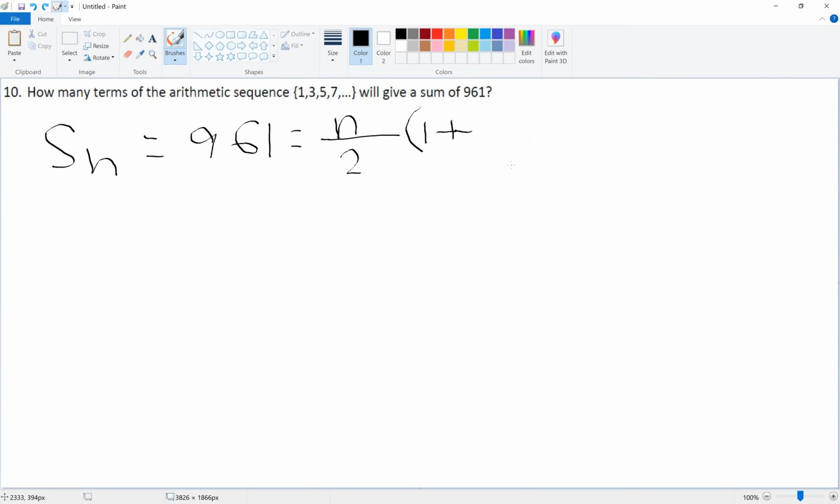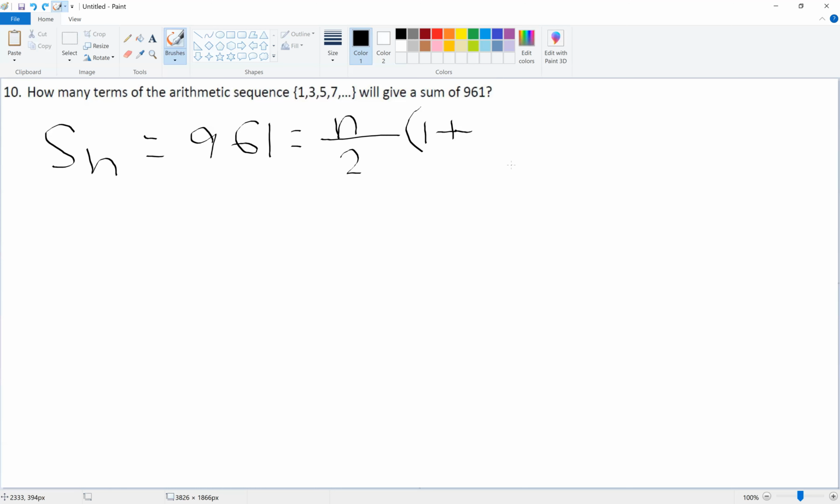Yeah, I think I did. What did you do? So basically what I did was I substituted S n for 961. And then, this is 10, right? So yeah, 961 equals n over 2 times u1 plus un. And what I did was I used the equation from earlier, which was 2u1 plus n minus 1 times d, to help me a little bit.